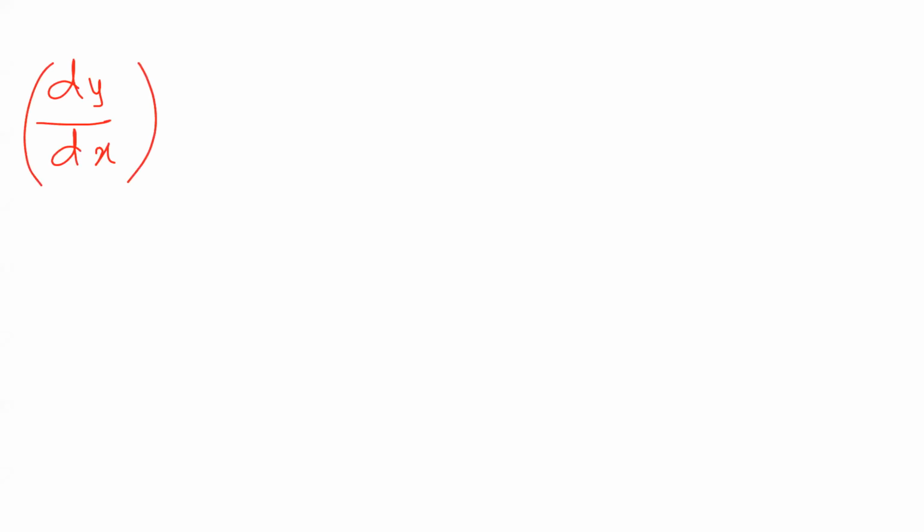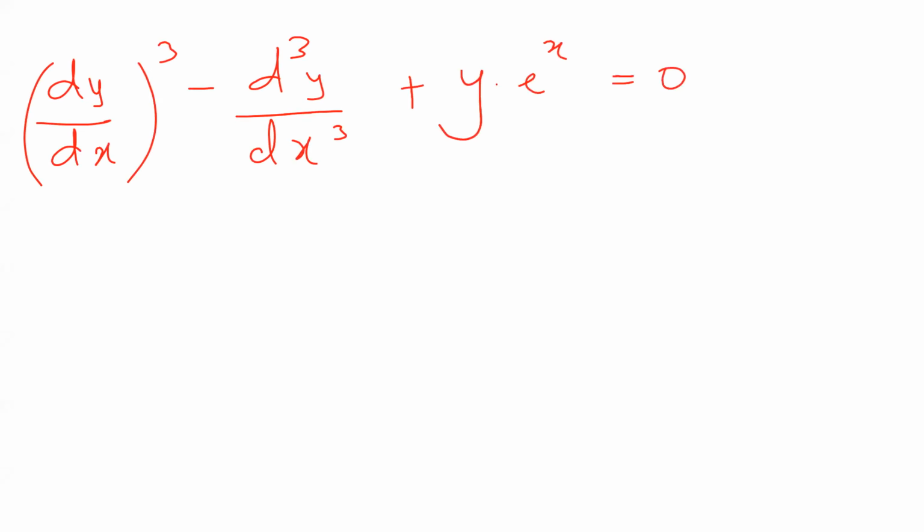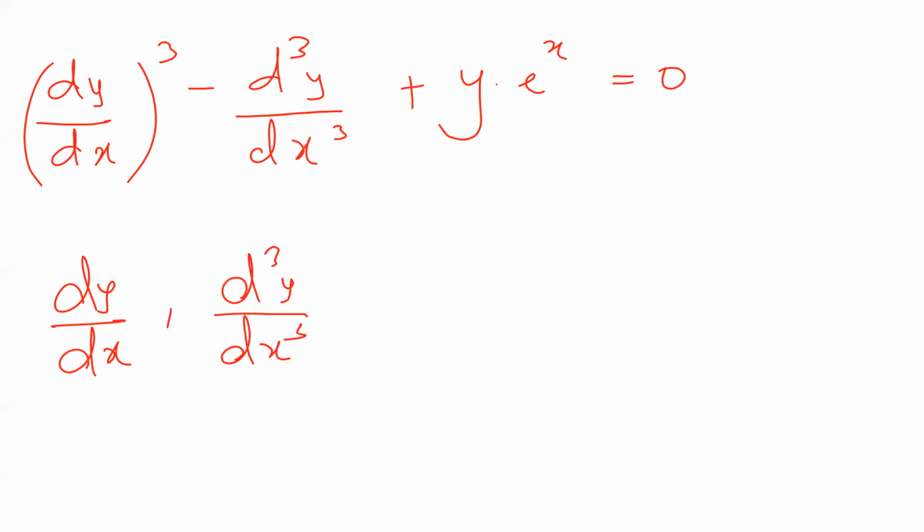dy by dx the whole cube minus d cube y upon dx cube plus y into e raised to x is equal to 0. This is the differential equation. So we'll write down the differentials present in the problem. dy by dx is one of the differentials present in the problem. Then d cube y upon dx cube is the other differential present in the problem.